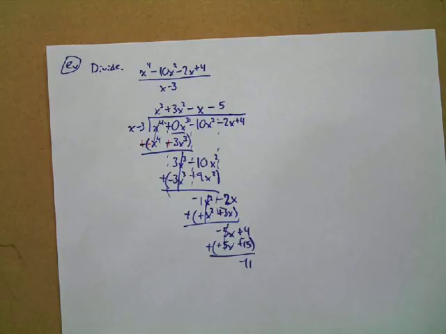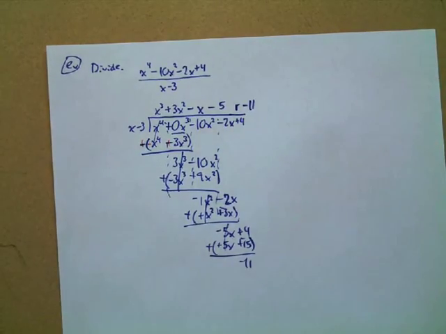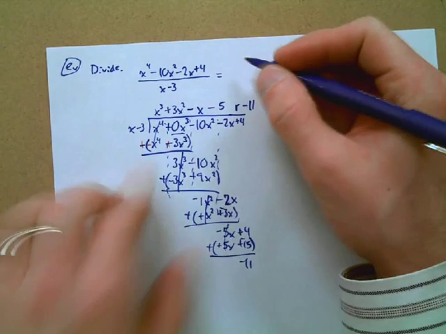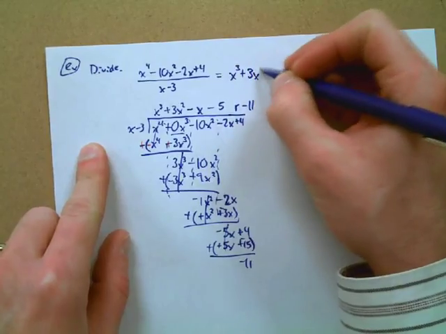We have a remainder of negative 11, which means that this polynomial here is equal to our answer, the x cubed plus 3x squared minus x minus 5, and then to throw that remainder in, I'm going to say plus negative 11 over x minus 3. That still has yet to be divided, right? That negative 11 is remaining to be divided. So leave it in there.